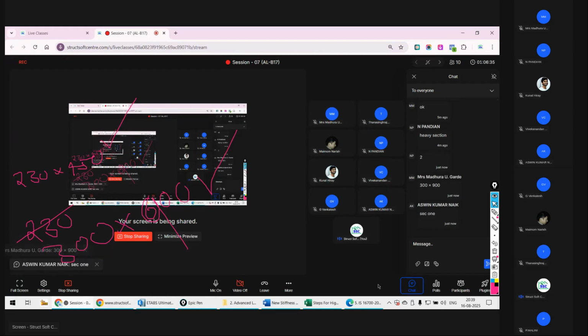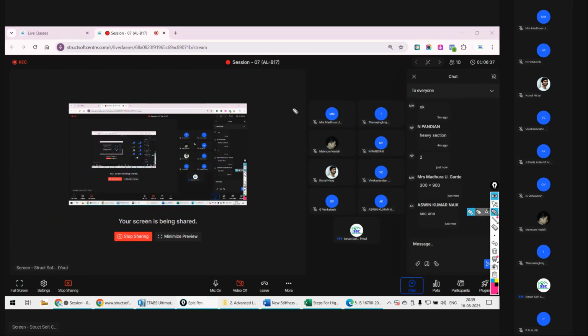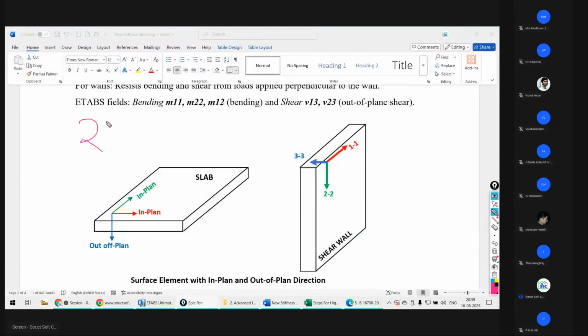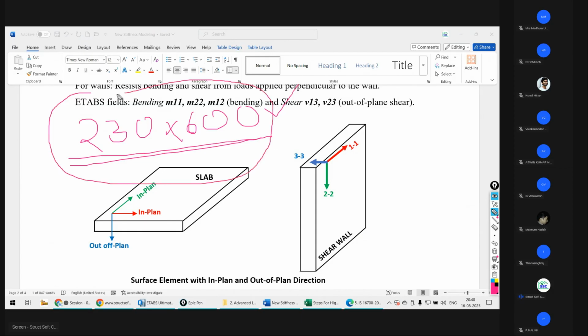So here the section we are going to keep the same. हम यहाँ पर क्या कर रहे हैं, सेक्शन को सेम रख रहे हैं. We are going to take 230 by 600 for an example. We are going to keep the section the same. Now we are playing with its property. इसकी property में हम लोग deal कर रहे हैं. अब section को change नहीं कर रहे हैं. We are going to deal with the property of this section.